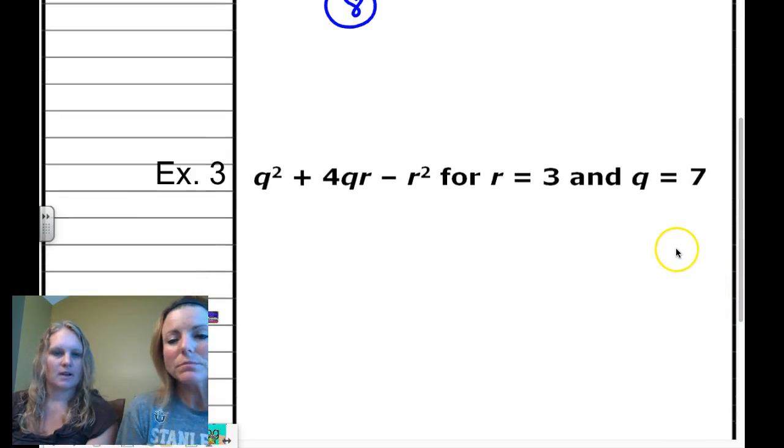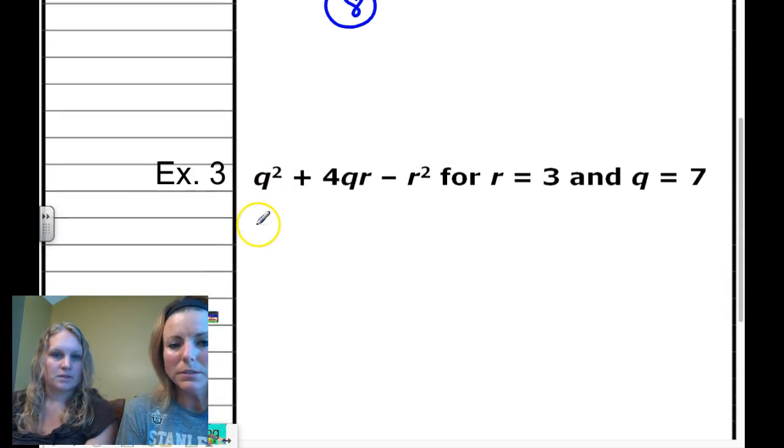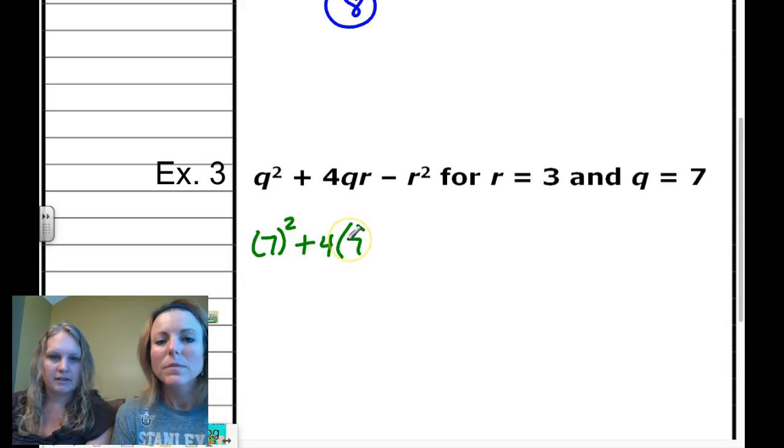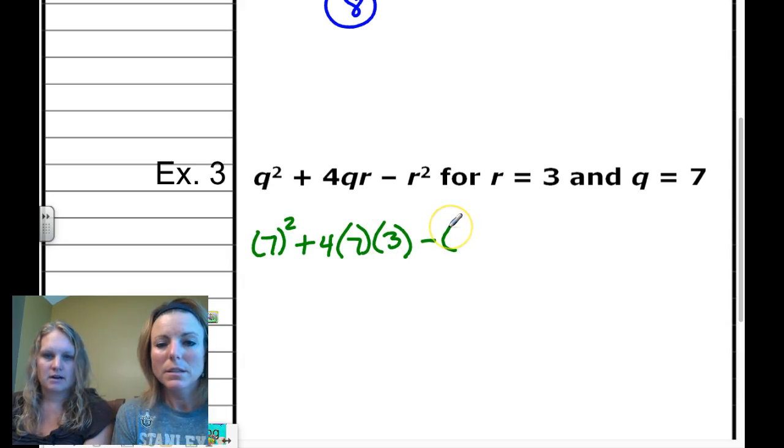Nice. So let's go down to example 3. Same thing. Let's do our substitution. So instead of q, I'm putting in 7. Again, I'm putting in parentheses so that I don't get confused. Plus 4 times q, which is 7, and r is 3, minus r, which is 3, and squared.